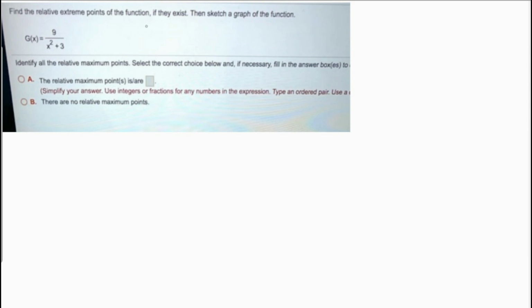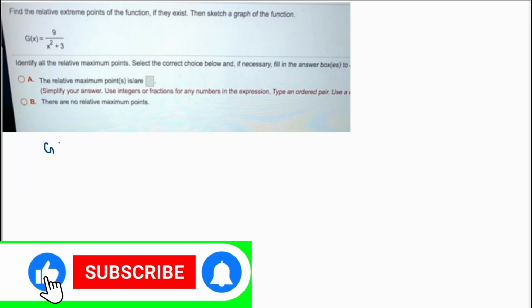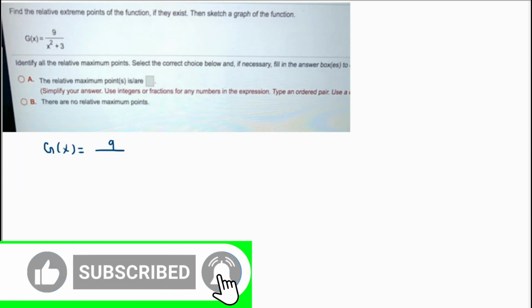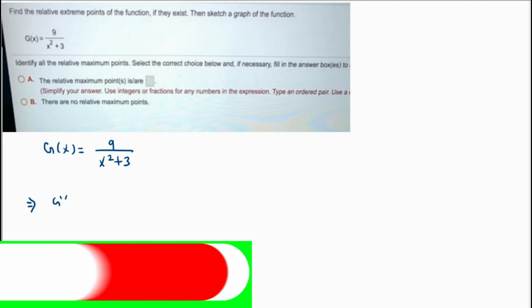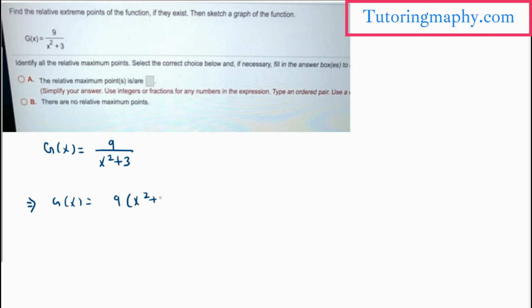Equation, we need to find the relative extrema of this particular function, if at all it exists. So to find a relative extrema, we find g prime x of the critical points, right? So this is g(x). So g prime x, we use the quotient rule. In fact, rather than using the quotient rule, let's try to rewrite this function as 9 times (x squared plus 3) raised to minus 1.